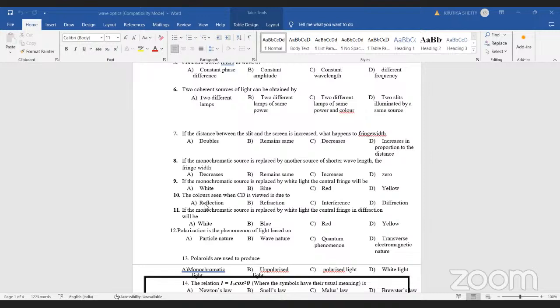The last question. The colors seen when a CD is viewed is due to reflection, refraction, interference, diffraction. So that is diffraction.